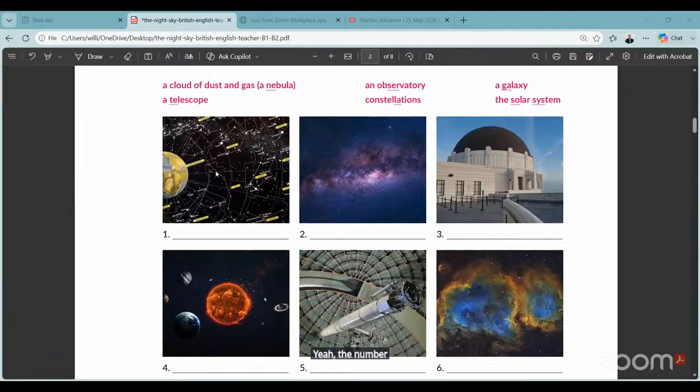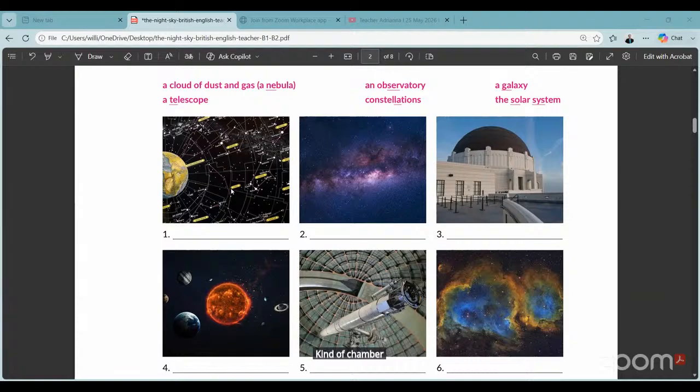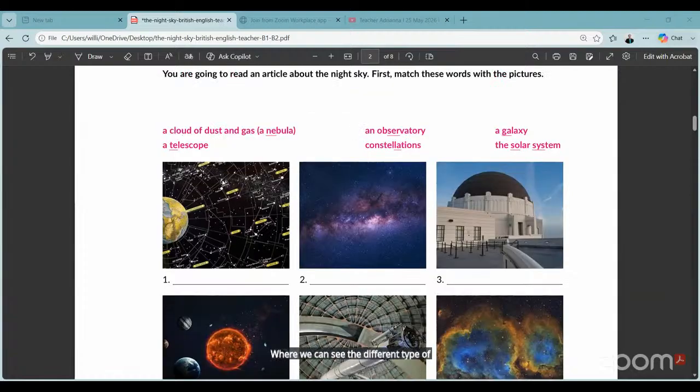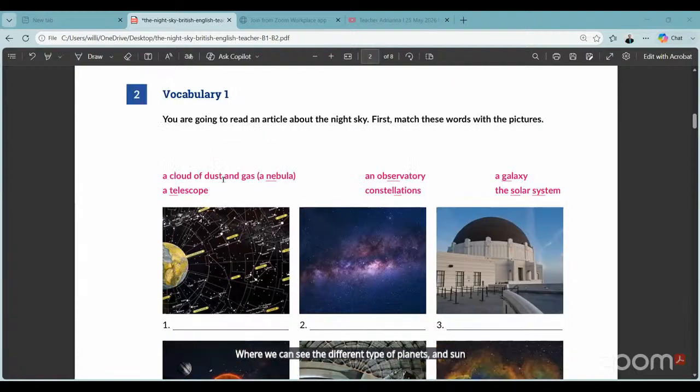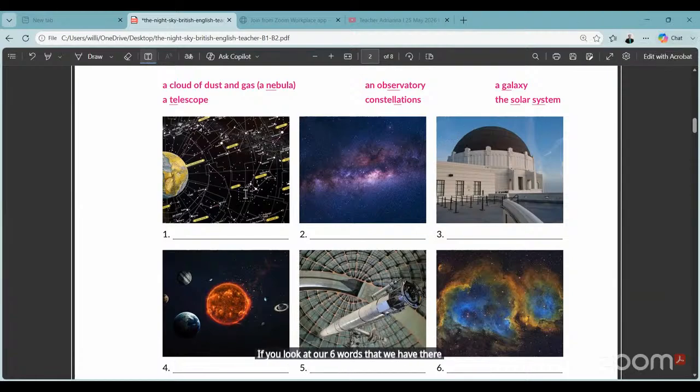The number one picture describes that when we see clouds through a telescope, it looks like a dust or gas kind of chamber, and beyond that we can see the solar system, where we can see the different types of planets and the sun. Okay, so what can we call that? What word can we call it out of these 6 words? What do you think we should call it? I couldn't hear you.